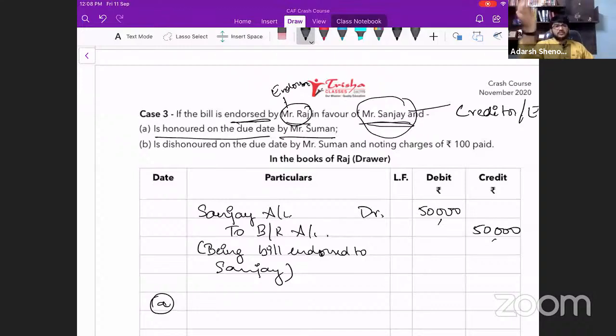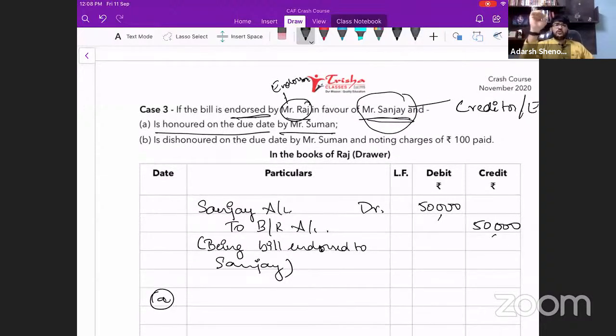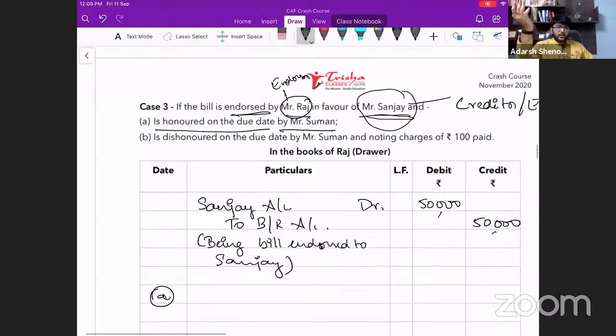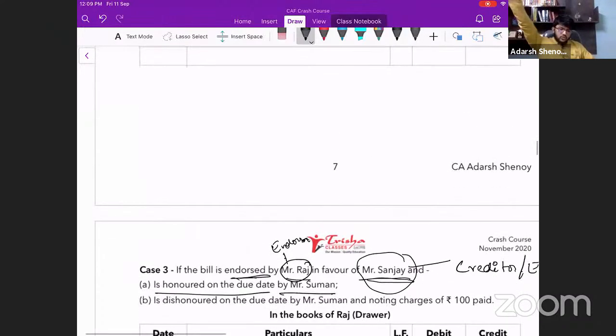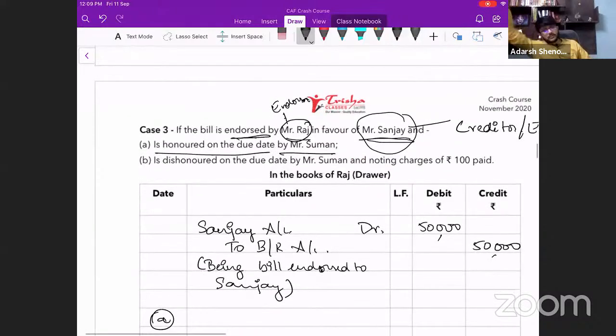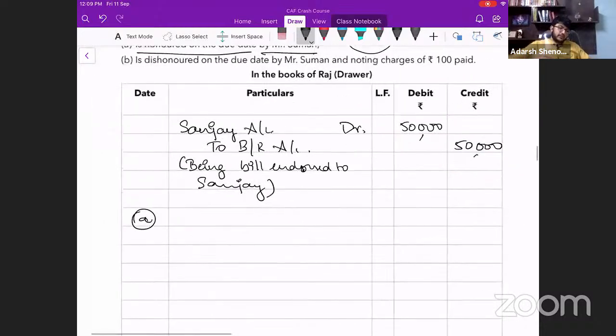Why, sir? Because as I mentioned, just like in the case of discounting with the bank, the banker was receiving the money, here the endorsee is going to receive the money. It's not going to make any difference absolutely to the drawer or to the endorser in this case, which is Raj. It's just like case 2, where the bank was involved. Here, a person is involved. So for Raj, it's not going to make any difference when the bill is honored.